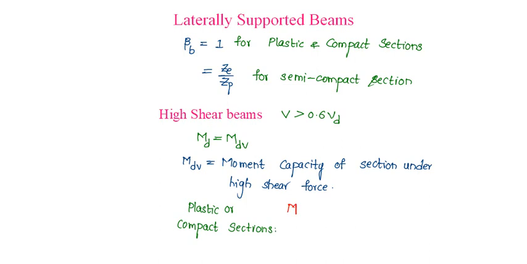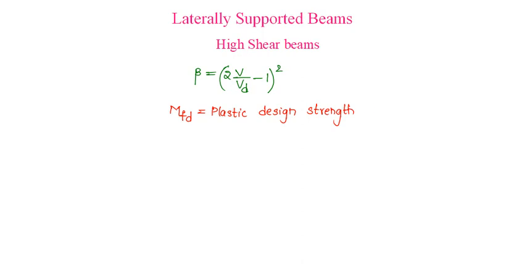Mdv, which is equal to Md minus beta times of Md minus Mfd, and this value of Mdv should be less than or equal to 1.2 into Ze into fy by gamma m naught, where beta is given as 2 times of V by Vd minus 1 whole square, and Mfd is given as plastic design strength of the area of cross section excluding the shear area and considering the safety factor gamma m naught.